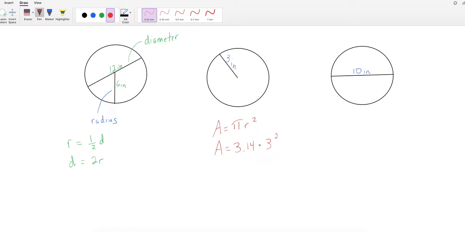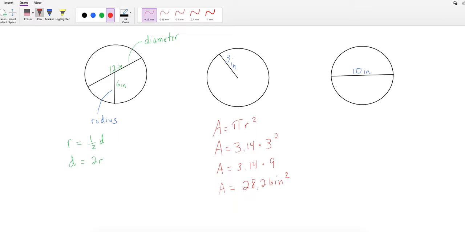So let's go ahead and do this part. So area is equal to 3.14. Remember, order of operations, let's do parentheses and exponents first. So 3 squared is equal to 9. Now we're just left with area is equal to 3.14 times 9, and that gives us 28.26 inches squared. So remember, when we're finding the area, we're finding the amount of space inside the circle.